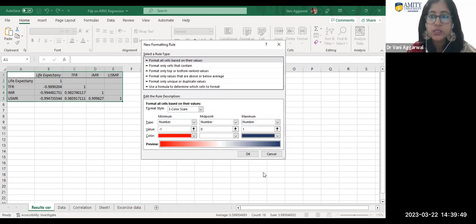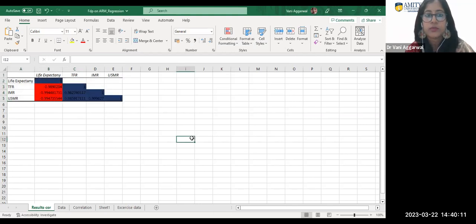So you need to select the 3 color scale. Under minimum, midpoint, and maximum, select number, for values -1, 0, 1, then red, white, blue. You can take any color of your choice. If you want green or red, you can use that as well, as per your interest. Click on OK. So see now.